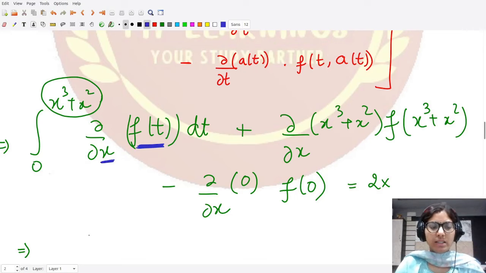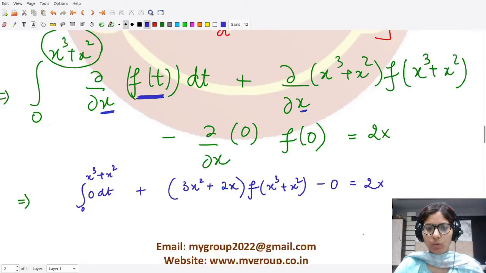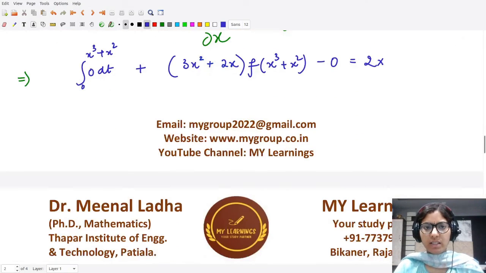So this term, integration of 0 dt, it would be this one, right? And the next term would be the partial derivative with respect to x of x cube, so that would be 3x square, and of x square, that would be 2x, right? And the function's value, because the function is not known to us, so we have this quantity only, and the partial derivative of 0 is 0 only, so minus 0, that is equal to 2x, right? So this is the term here.